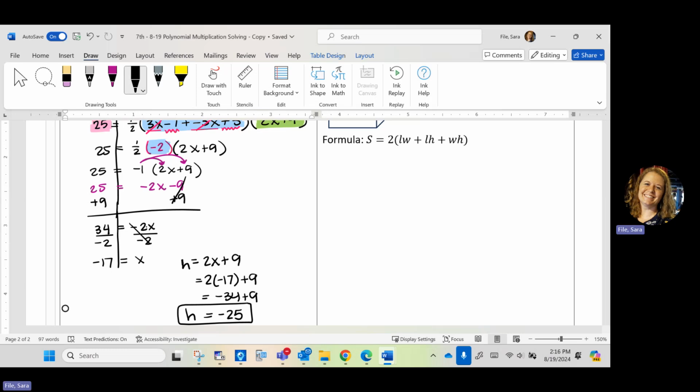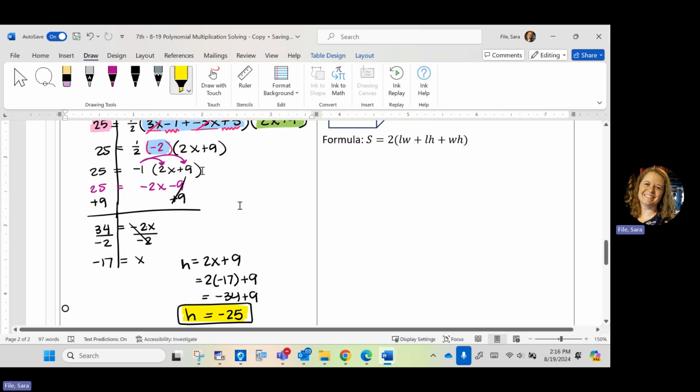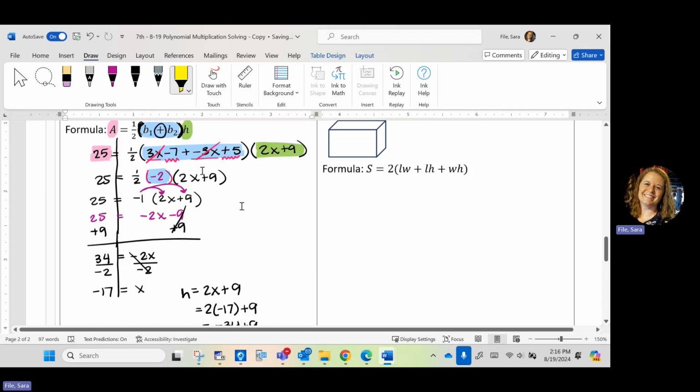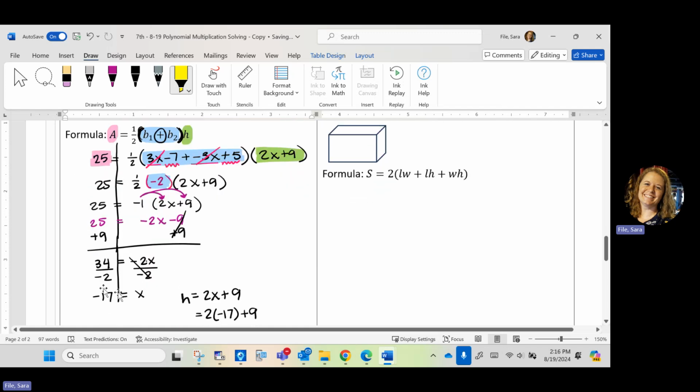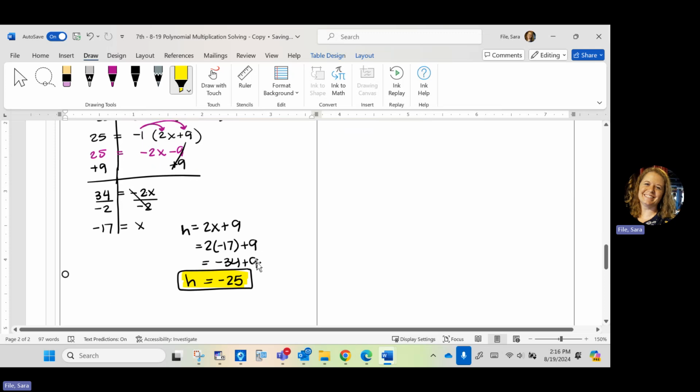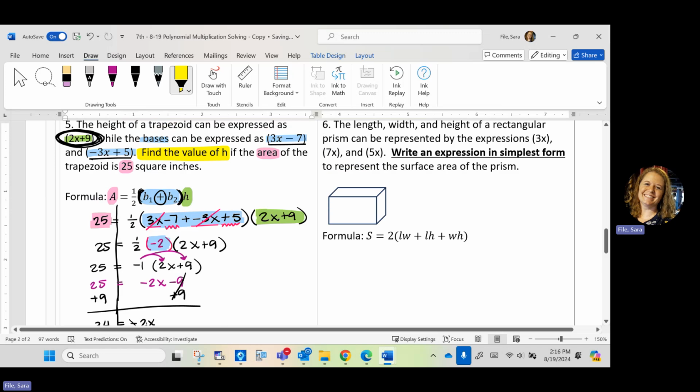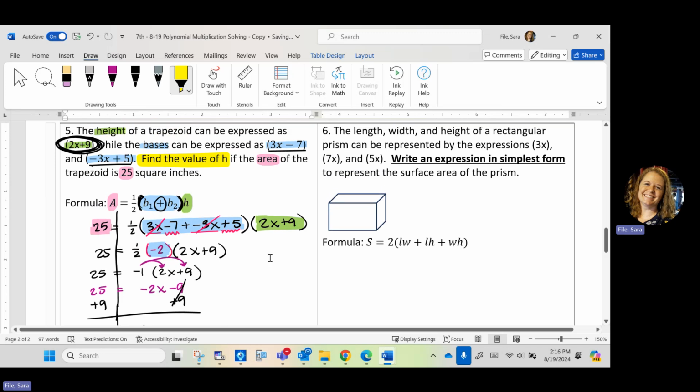Okay, but that does come out to -25. So pay attention to what word problems are asking for, because that's another common place to make a mistake, is to stop too soon or solve for something that they're not asking for. You got to make sure you're answering the question that was asked. Okay? All right, last but not least, we've got a rectangular prism.